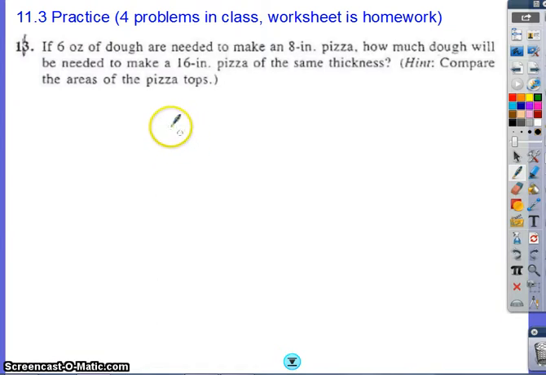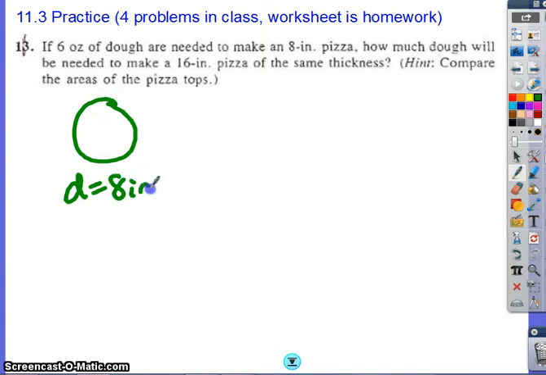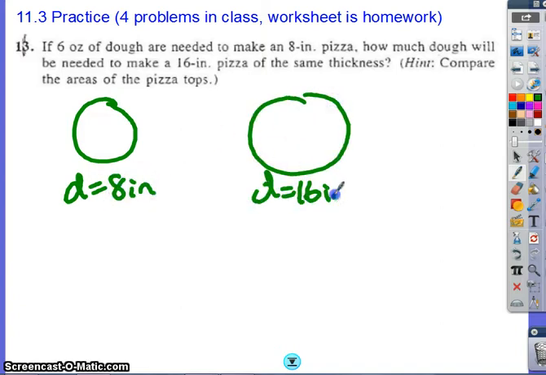So what you need to understand is that if you have an 8-inch pizza, that's a diameter of 8 inches, and you have a 16-inch pizza, that's a diameter of 16 inches, this pizza is not double the size of that one.